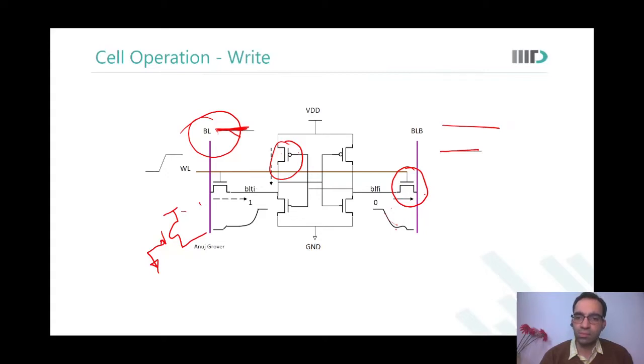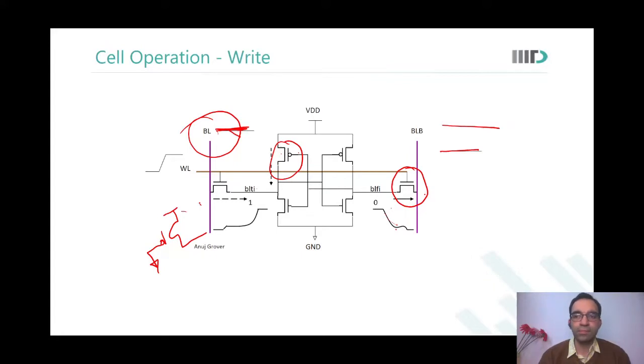Yes, sir. Are you able to see this? Sir, in write, the 1 and 0 will start being written simultaneously, but our 0 will get written first. Yes. And then it will reinforce the 1. Yes, you will always write a 0 first because you have NMOS pass gates. If you had PMOS pass gates, you would write a 1 first. Okay.